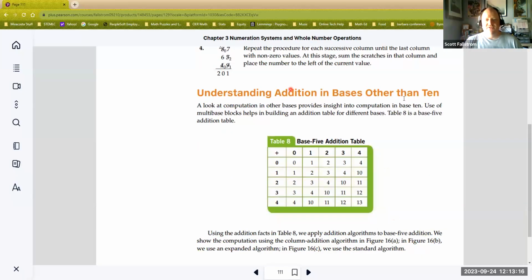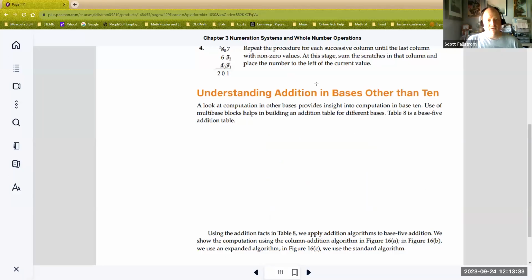All right. So understanding addition in bases other than 10, you can make an addition table. You've seen this for base 10, 0 through 9, 0 through 9. If this is base 5, you'll have 0 through 4, but the addition is the same. Let's do one on our own. Maybe let's do base 4.